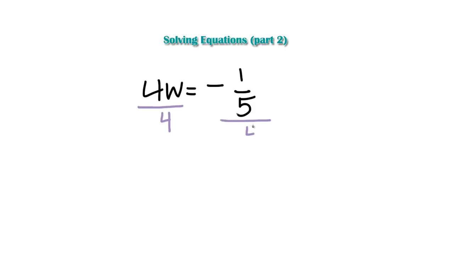Alright, let's say we have this equation here. 4w is equal to negative 1 over 5. Okay, so on the left hand side I want to get rid of that 4, right? So I'm going to divide both sides by 4. So let's do that. I'm going to divide this by 4, and I'm going to divide this thing by 4 on the right hand side. Okay, so on the left hand side, this 4 and this 4, boom, they're gone, right? Now we're just left with the w.